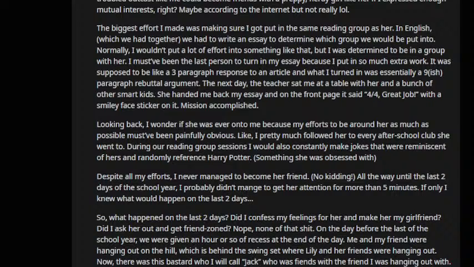It was supposed to be a 3 paragraph response to an article, and what I turned in was essentially a 9-ish paragraph rebuttal argument. The next day, the teacher sat me at a table with her and a bunch of other smart kids. She handed me back my essay, and on the front page it said 4 out of 4, great job, with a smiley face sticker on it. Mission accomplished.